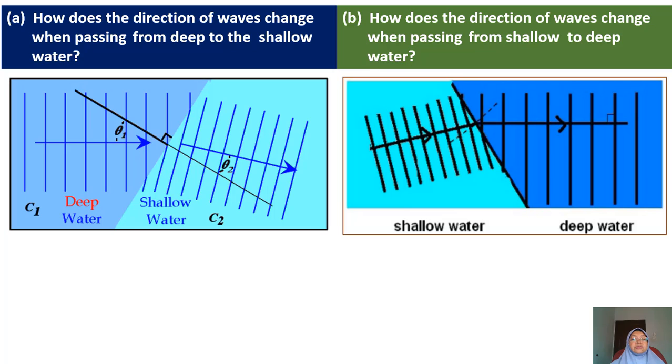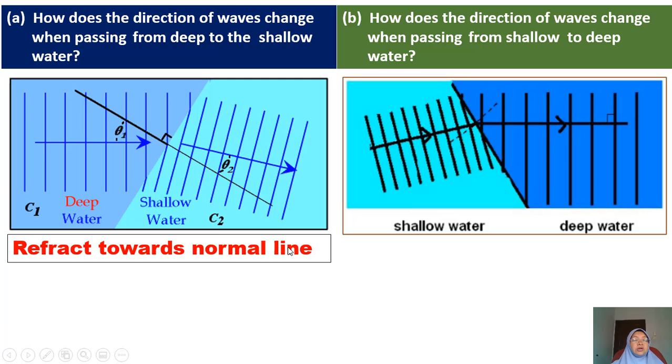So how does the direction change? We have two types of change of direction. First, how does the direction of a wave change when passing from deep to shallow water? When traveling from deep to shallow, the speed will decrease, it will slow down, so it will move towards the normal line. It will refract towards the normal line.